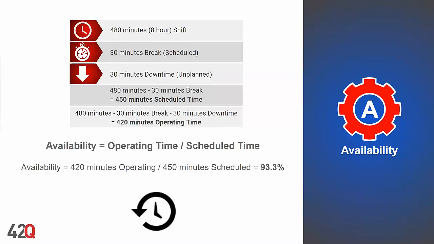All right, so to get our scheduled time for this example here, we would take that 480 minutes for the shift time and then subtract our 30-minute scheduled break. And that's going to give us our scheduled time of 450 minutes.